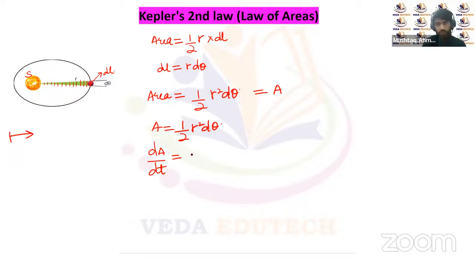We can write it equal to half r squared. Now you can see here there are two factors. One is r, the distance of the planet. The distance of the sun from the planet is varying continuously, and this distance is actually maximum at this point, that's the aphelion, and minimum at the perihelion. This distance is actually maximum at aphelion, and this distance is minimum at perihelion.